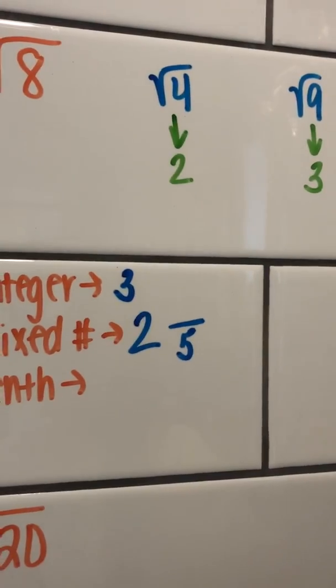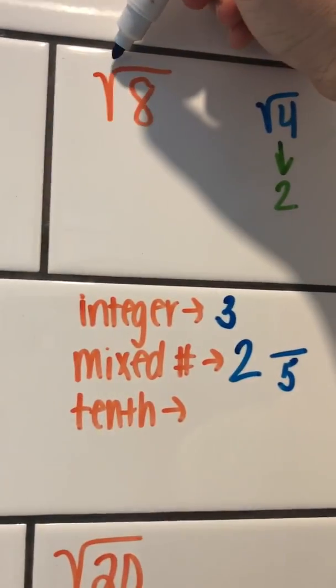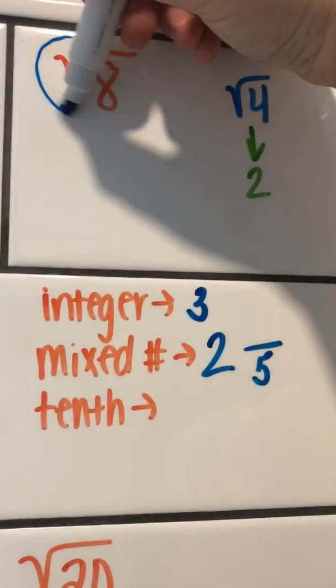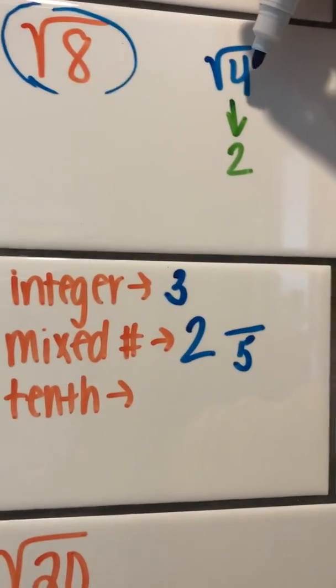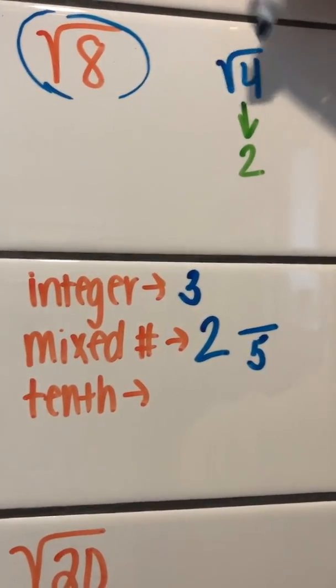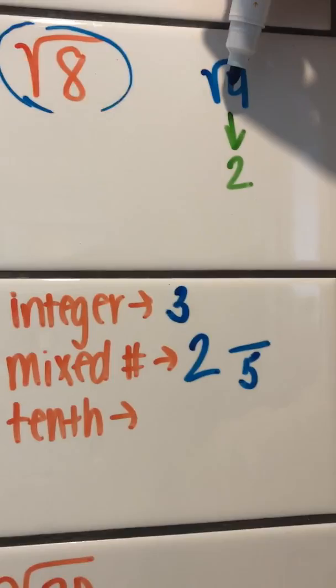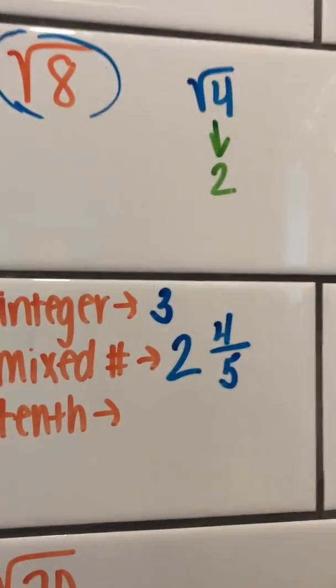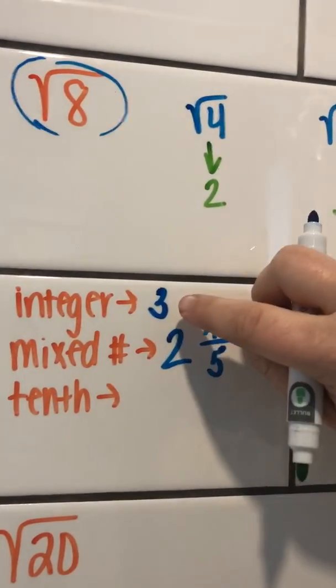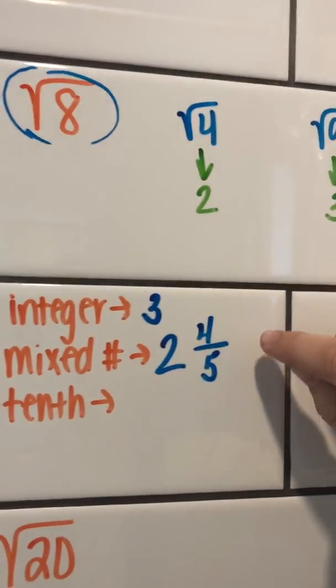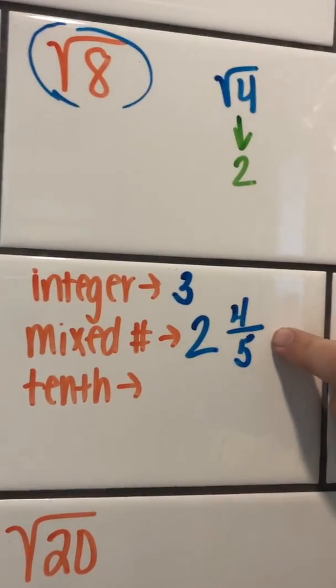My numerator is figured out by doing the given square root, the one that I'm trying to estimate, the square root of 8, minus the square root of 4, the lower end. So 8 minus 4 gives me 4. So I have now, it's closer to 3. My mixed number is 2 4/5.